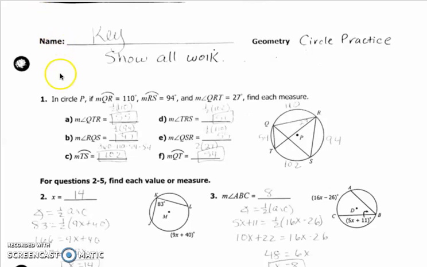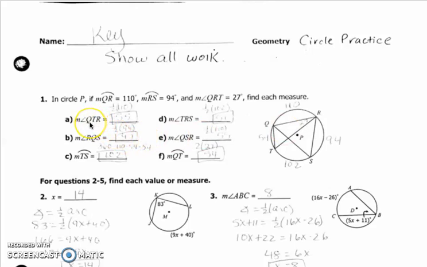So I'm going to do a review of the circle practice that you guys should have already done. In question 1, I have circle P. They give me a couple arcs: arc QR is 110, arc RS is 94, and angle QRT is 27. And they want me to find each measure.